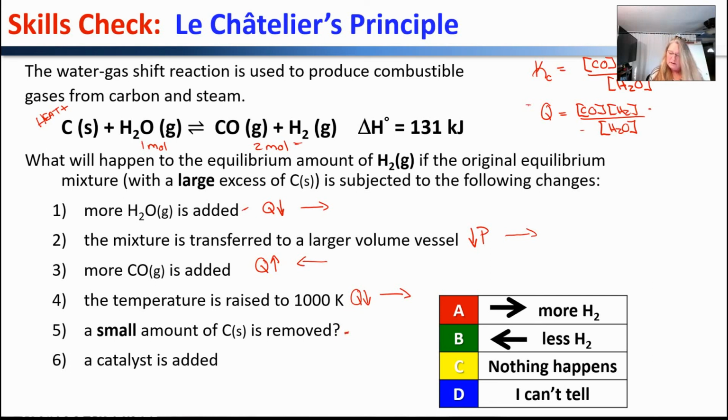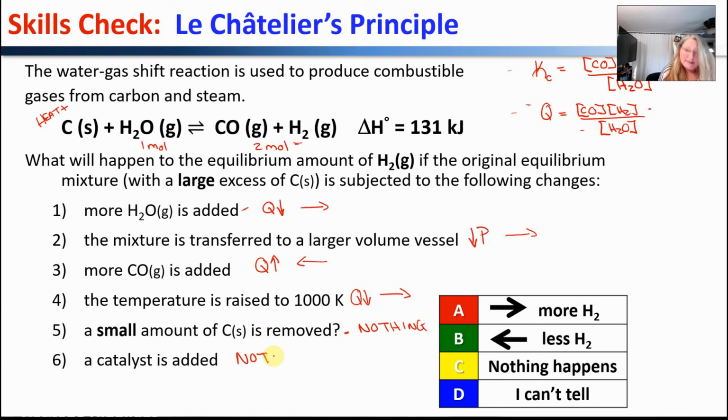Now, removing a small amount of carbon, what's going to happen here? Well, carbon's a solid, and it doesn't exist in either of my expressions for K or Q. Nothing happens. Nothing. It's not going to have any impact on my equilibrium. What about adding the catalyst? Yep, again, nothing.